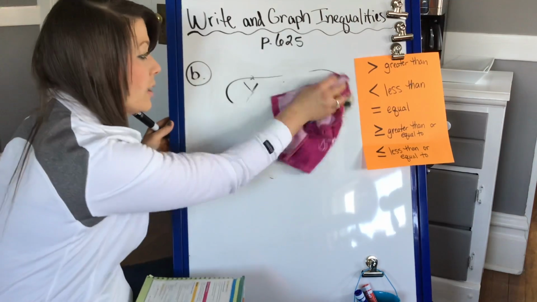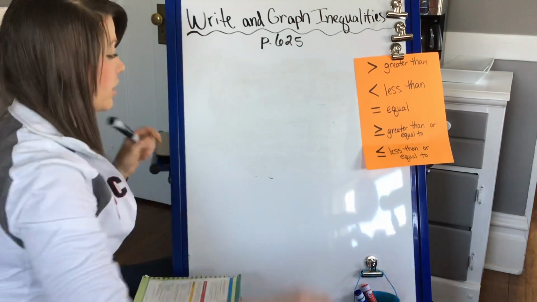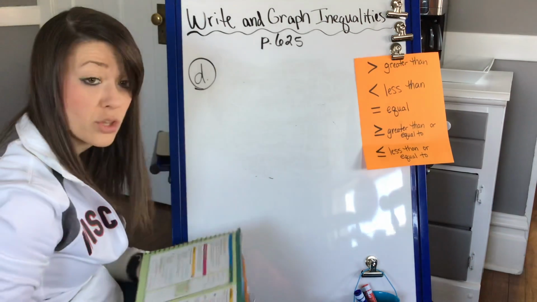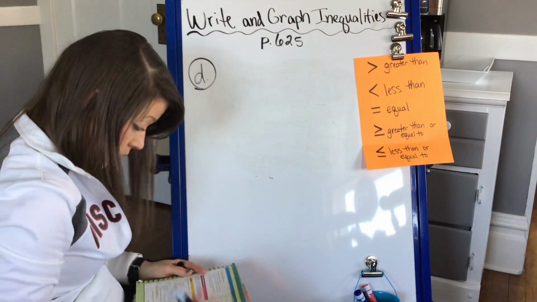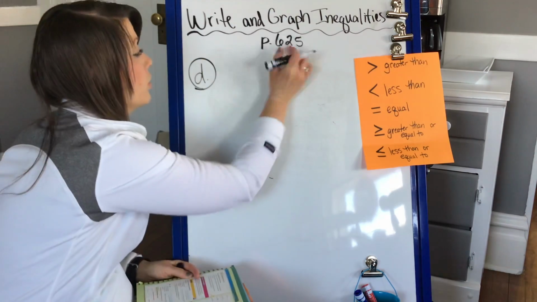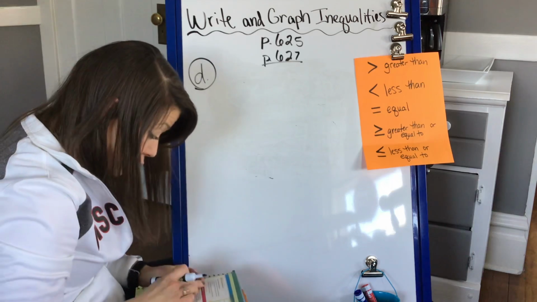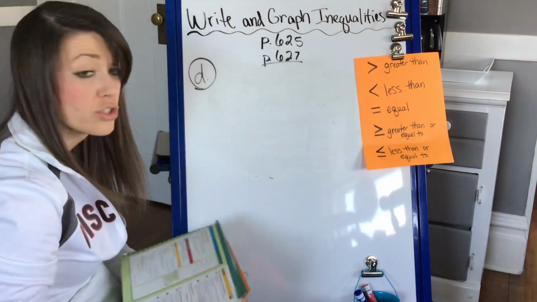it's new, so that might give you a little bit of a hint on what you're going to have to do. Okay, letter D. So if you're following along, this is letter D on page 627. Okay, so now we'll go to page 627. All right, you must be at least 18 years to vote.